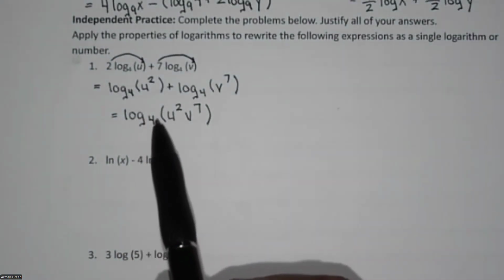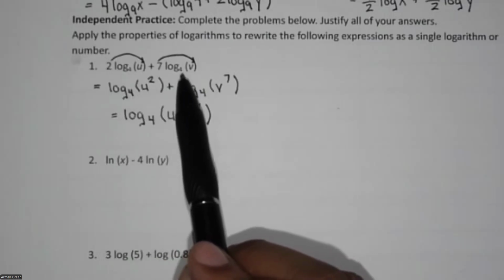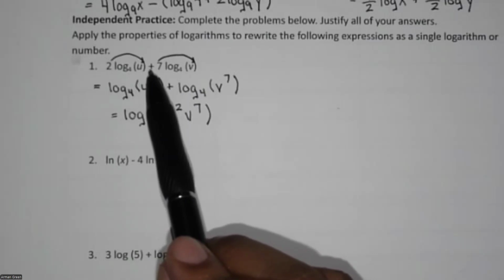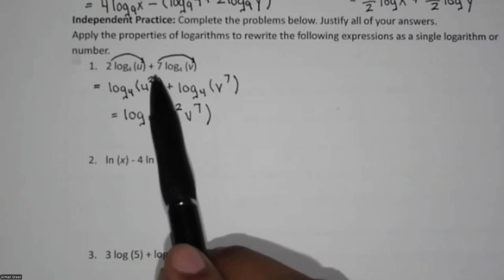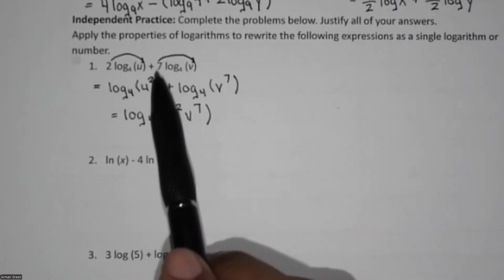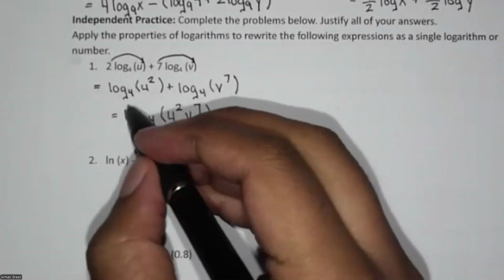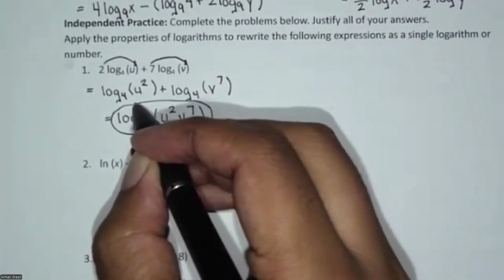So for this problem, we started with something that had already been expanded, and we used our properties of logarithms in reverse, to where at this point we made this whole expression into one single logarithm. I can't do anything more with this. So now I am done.